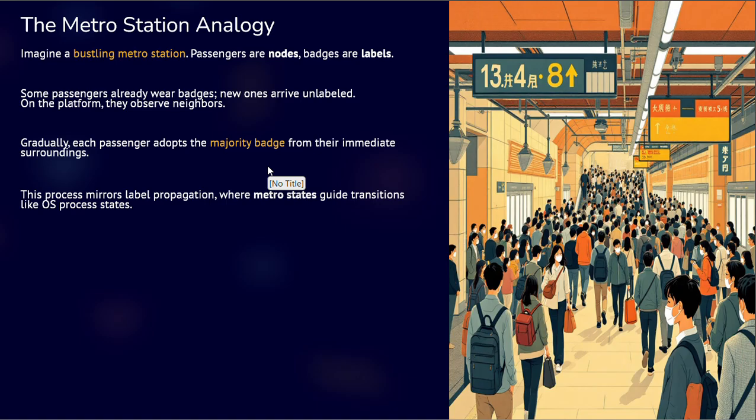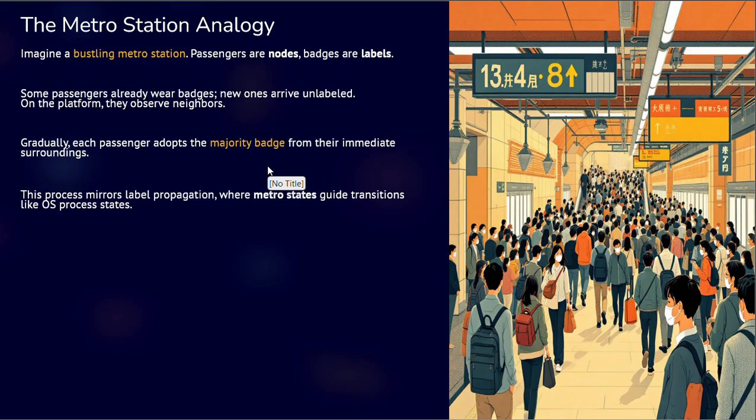Okay, let's take a simple picture. Imagine a crowded metro station. Every passenger here is like a node in a graph, and the badges they wear are the labels. Some people already have badges, while new ones come in without any. Now, as they stand on a platform, they look at the people around them and slowly decide to wear the badge that most of their neighbors are wearing. Over time, everyone settles with the badges. That is basically how label propagation works.